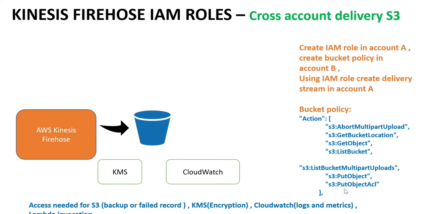You see here, we attach this policy, put object ACL. This is the only thing which is different from the previous S3 one for cross account. So remember the previous slide where I had explained that this is an additional stuff that we have to add. So this is what we do here.